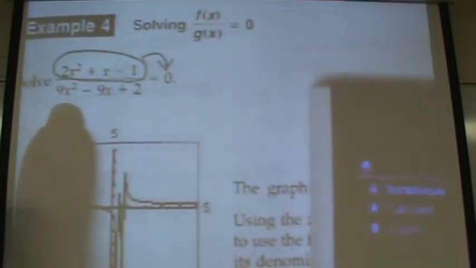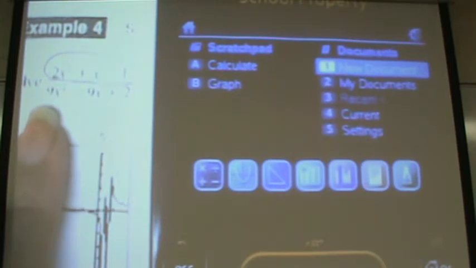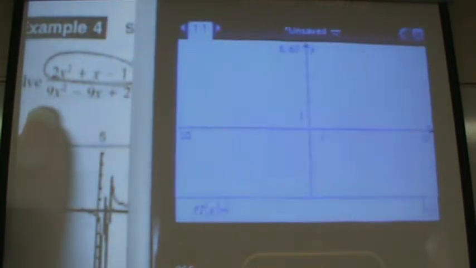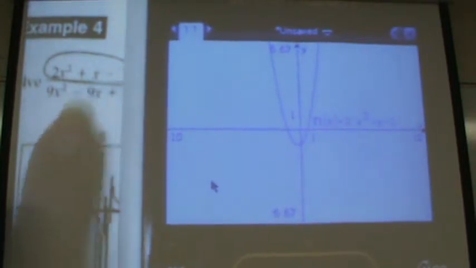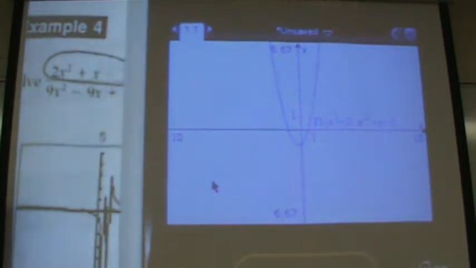So let's go to add a graph. Okay, we're gonna set 2x squared plus x minus 1, and hit graph, or hit enter. And so what are you looking for? You're looking for these two solutions right here.